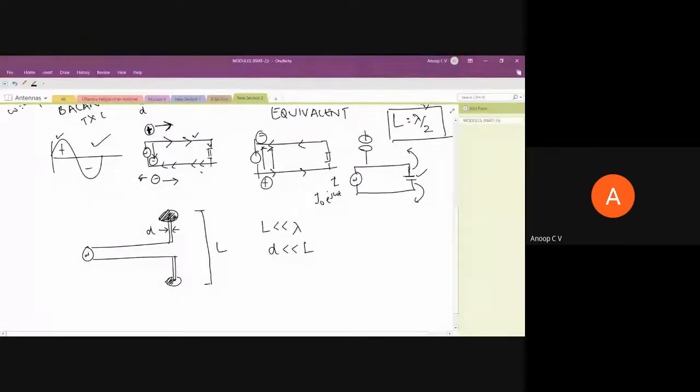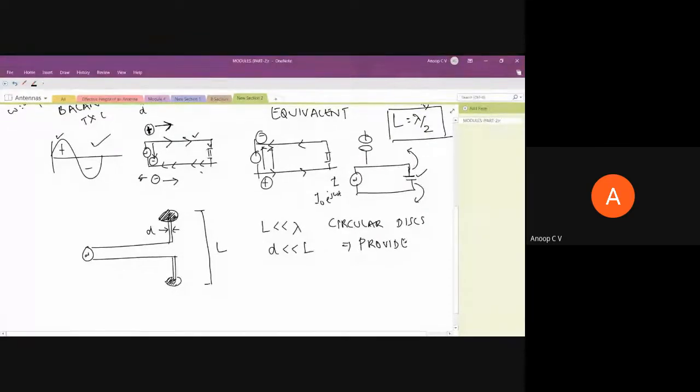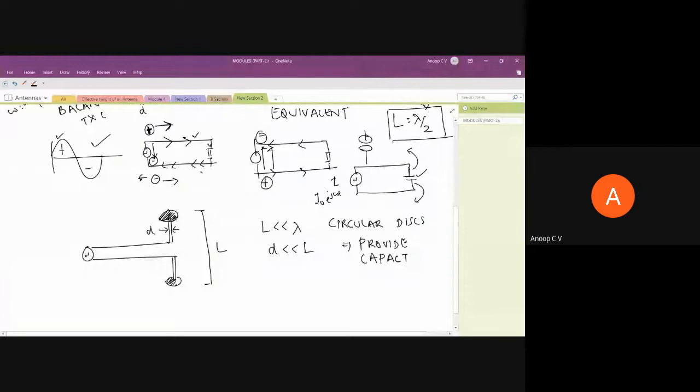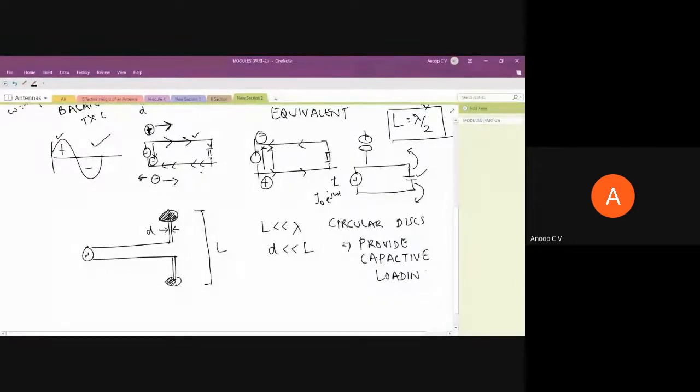these capacitive plates, these circular discs on top, provide capacitive loading. We don't have to discuss different types of loading in detail, that is beyond the scope of our syllabus, but for the time being, if you are able to accept this, this provides a capacitive loading. I'll tell you what actually is capacitive loading and how it affects.